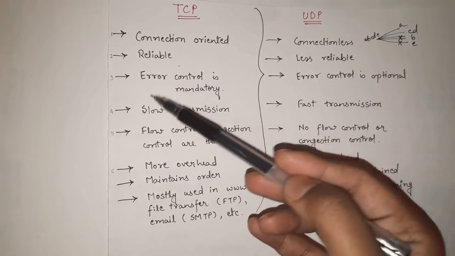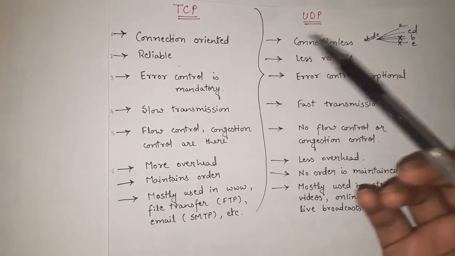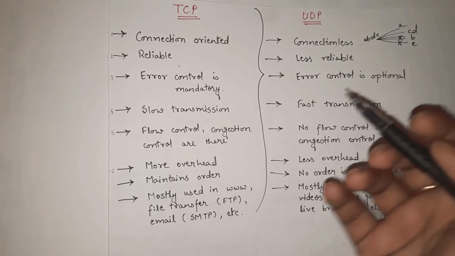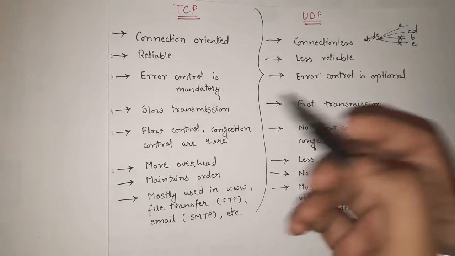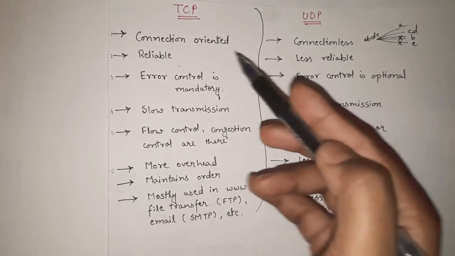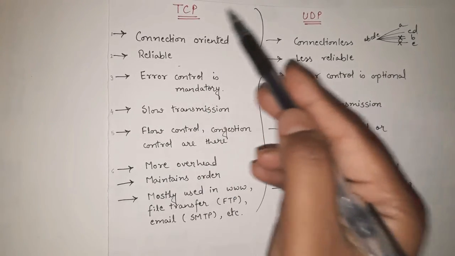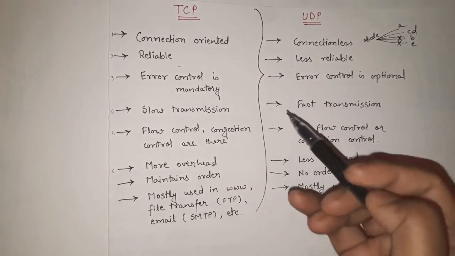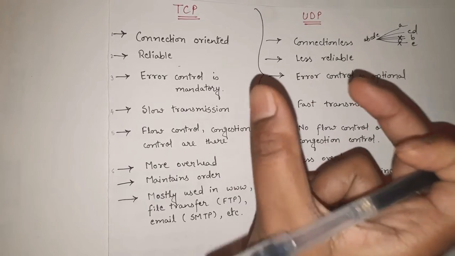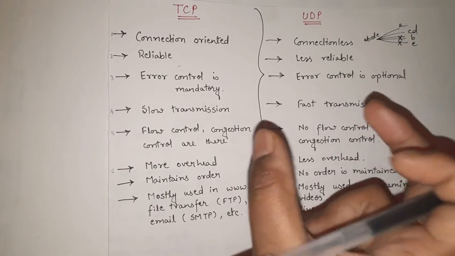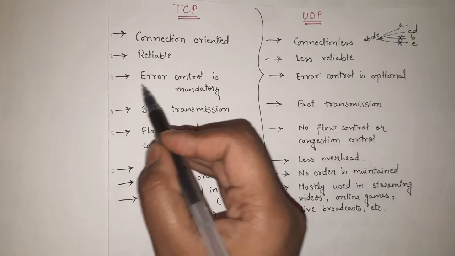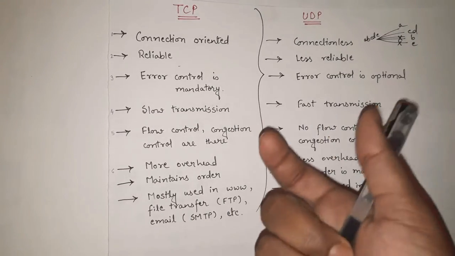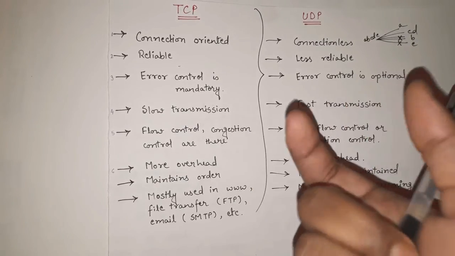Then the third one is error control is mandatory in TCP, and in UDP the error control is optional. Now how can you justify this point? This point is valid because you must be knowing the header format of TCP and UDP. In the header format of TCP, checksum is mandatory, and what is that checksum field in the header doing? That checksum is for controlling the error. It will calculate the checksum, and it will be sent along with your data.